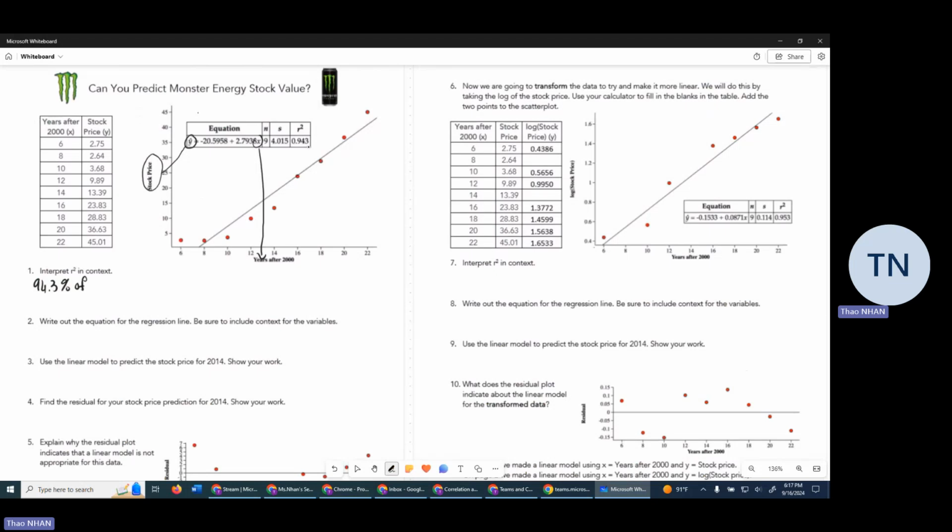So we can say that 94.3% of the variation in stock price, basically in Y, stock price, can be explained by the linear relationship with X equal to year after 2000.